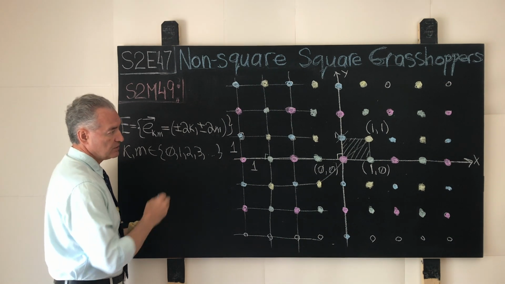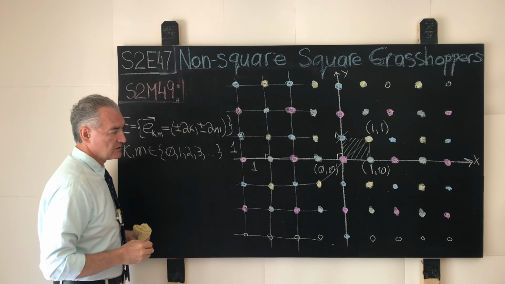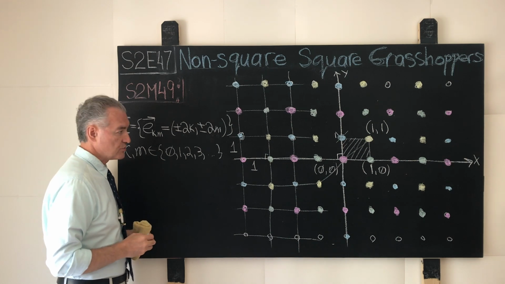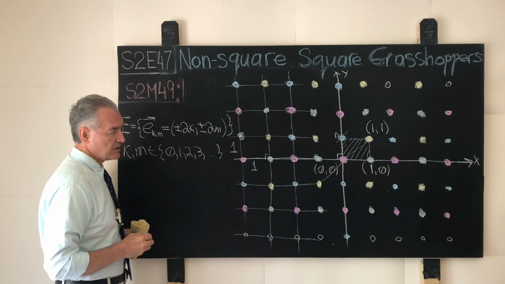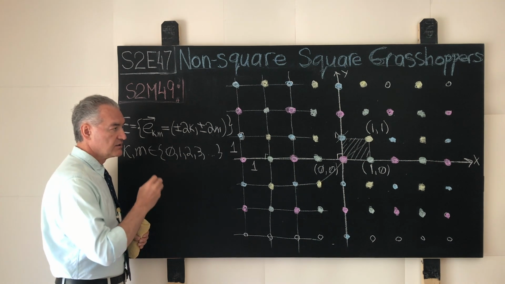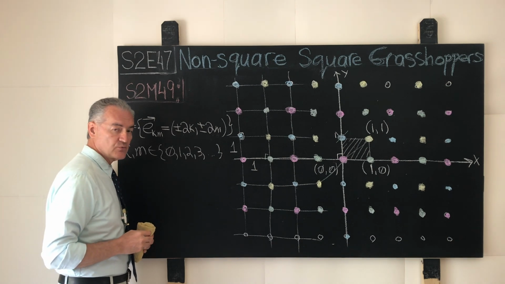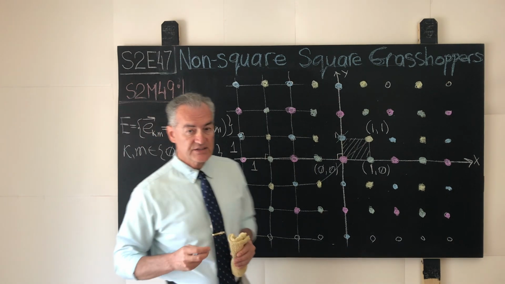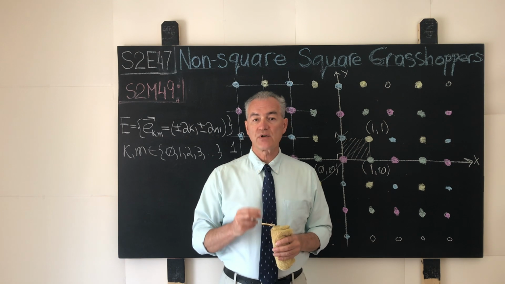So now that we have our coloring of the orthogonal integer lattice Z squared, what do we see? Well, we see that the invariant in this case will be what? The invariant in this case will be grasshopper specific.